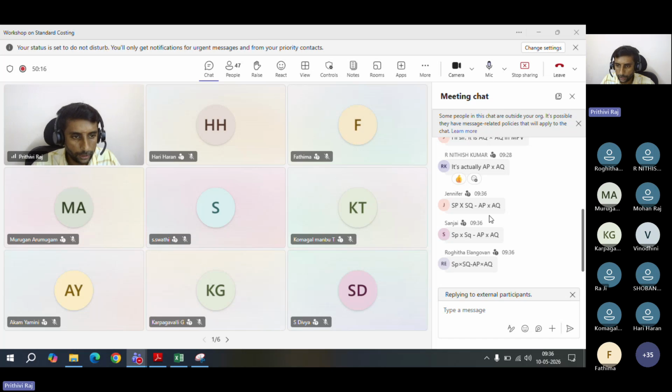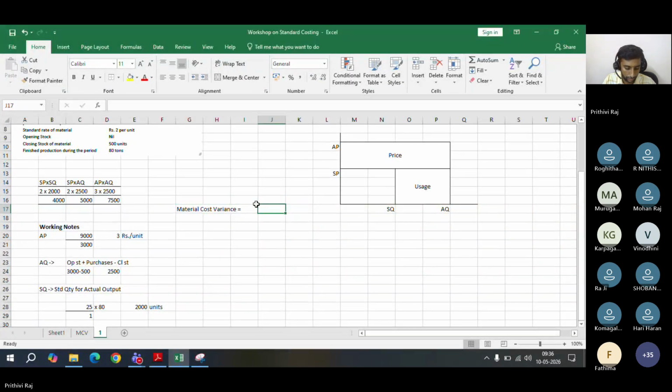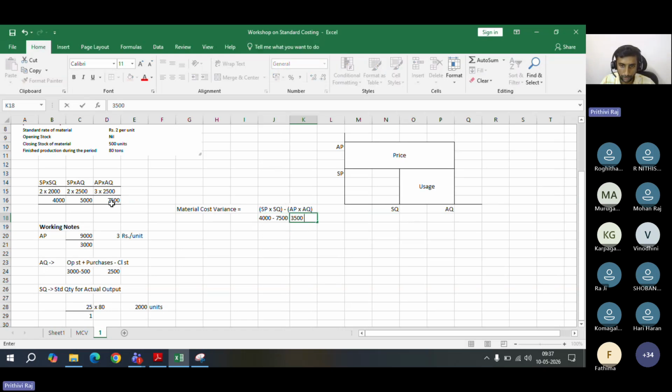So Jennifer, you said SP into SQ, AP into AQ. Correct. So the formula is SP into SQ minus AP into AQ. So we have the data: SP into SQ is 4000 minus AP into AQ is 7500. If I just put it in, you will get 3500 negative. I should not put negative here. If it is negative, I'll put adverse.